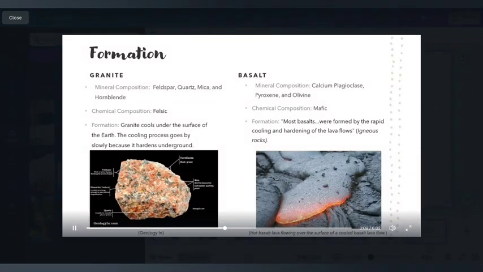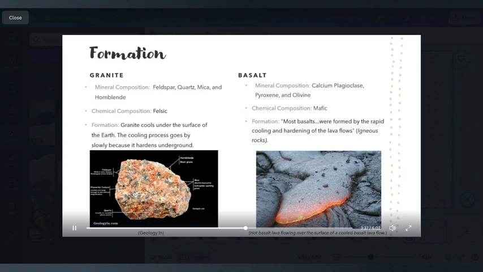Formation. First of all, granite is formed by cooling under the surface of the Earth. However, its cooling process tends to take a while since it hardens underground. Its chemical composition is felsic, and as shown in the image below, its mineral compositions are feldspar, quartz, mica, and hornblende.